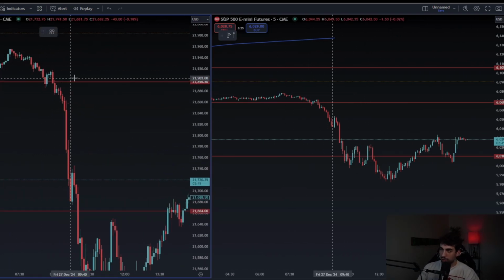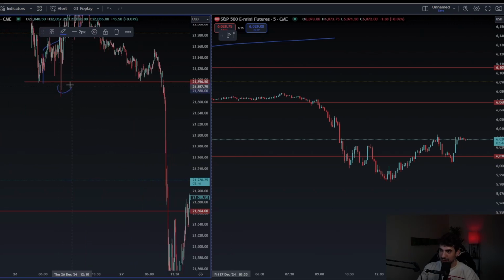My 2 potential entries are losing this 89.6 area. And you see the difference. Look at this candle, ball right up.